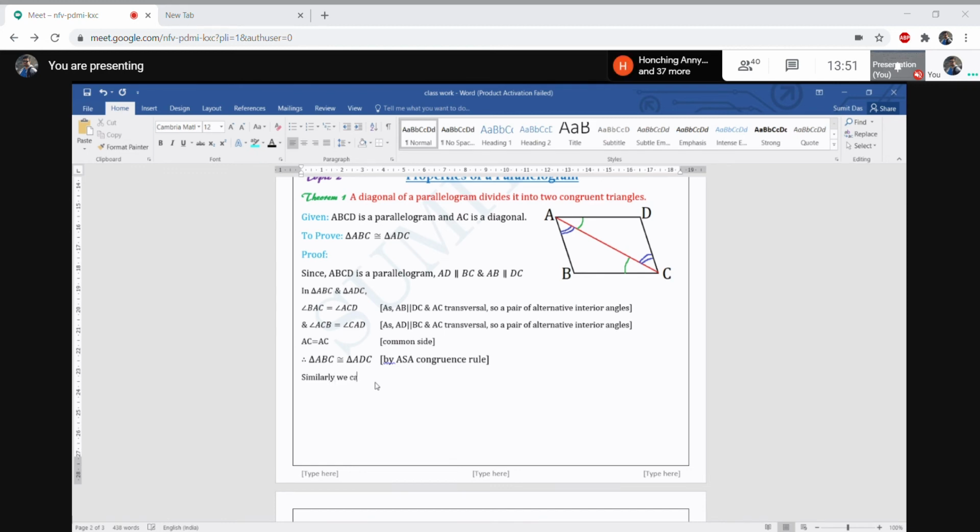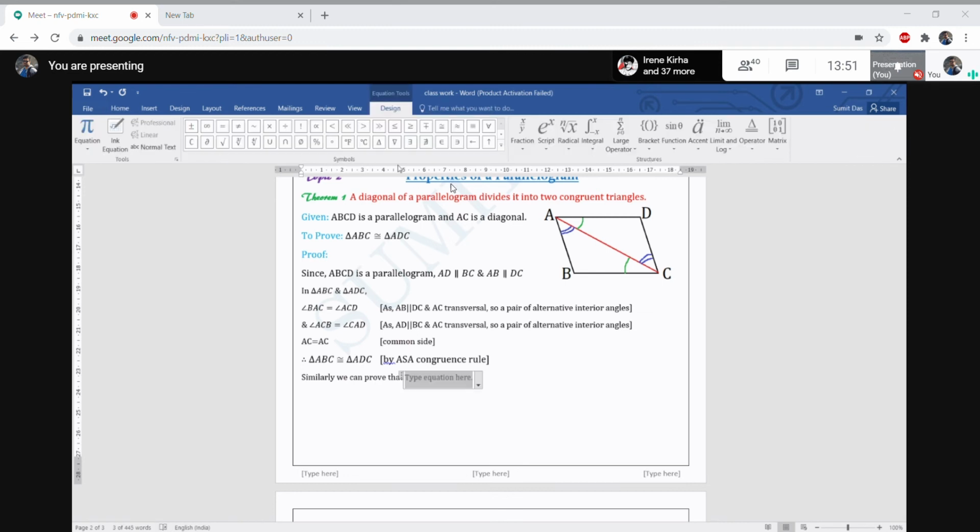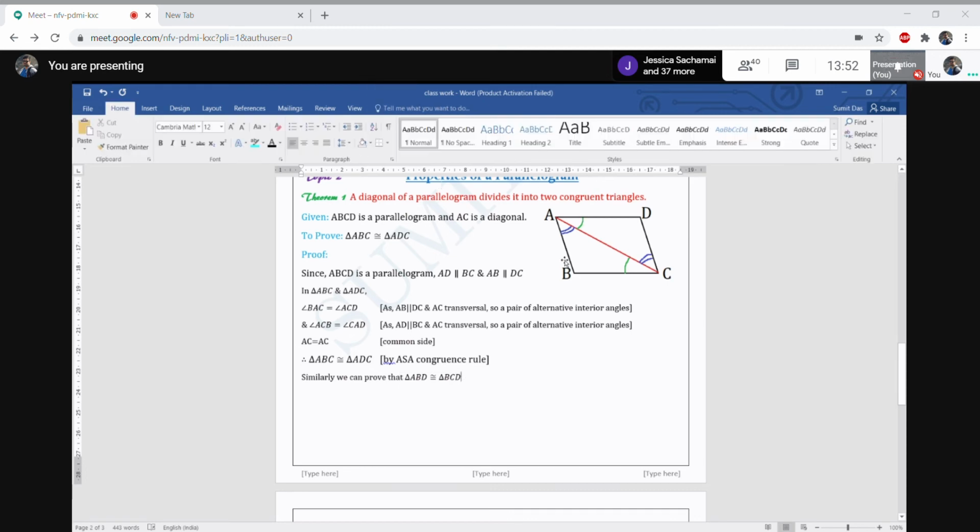Similarly, we can prove that triangle ABD is congruent to triangle BCD by joining the BD diagonal. Here you don't have to show this, but you have to write that we can prove all this by joining the BD diagonal. So that is our proof.